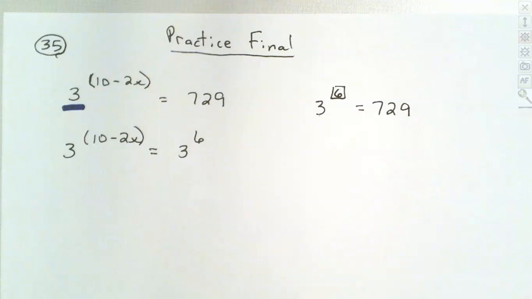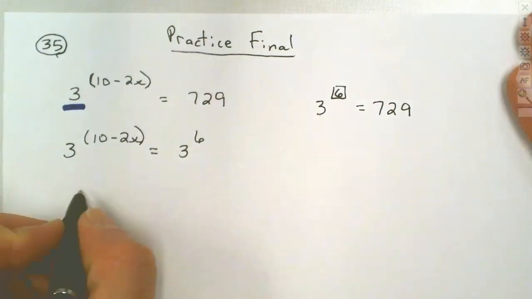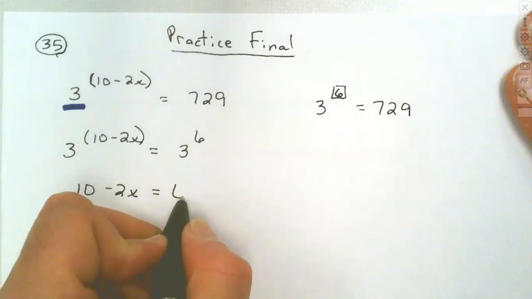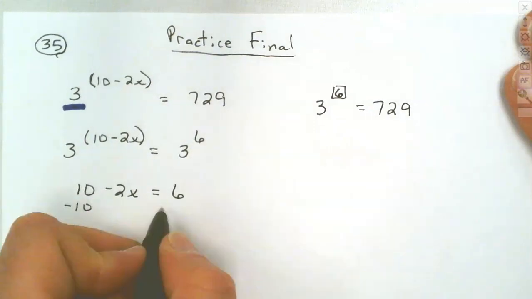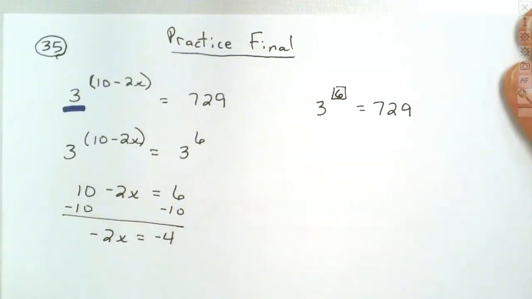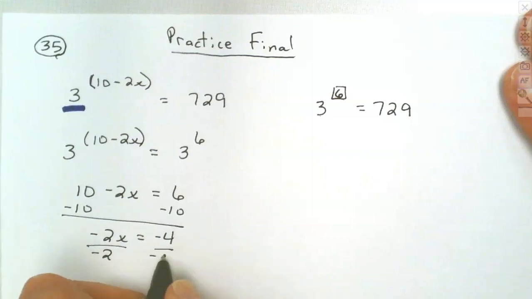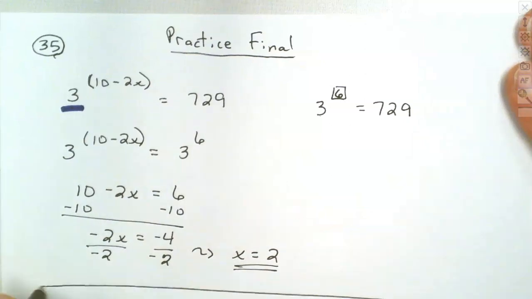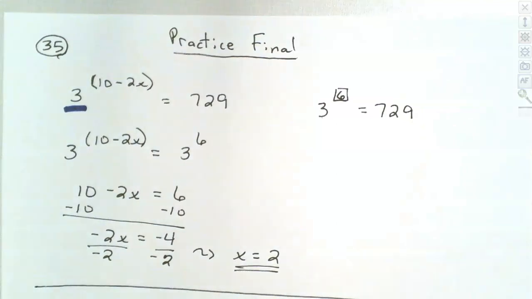Most of the work is done. The bases are the same. So if the bases are the same, then what do we know about the exponents? They have to be the same as well, and we can solve it out. So that means our equation becomes 10 minus 2x equals the 6. Move that 10 over. So then minus 2x equals now minus 4. Divide by our negative 2. And that leaves us then with x equaling, when we divide, 2. So these aren't that difficult either.